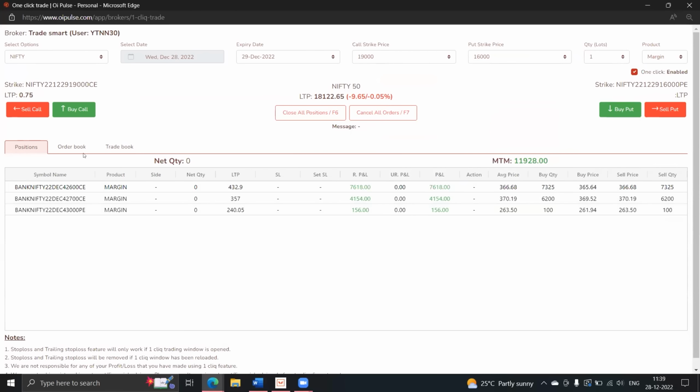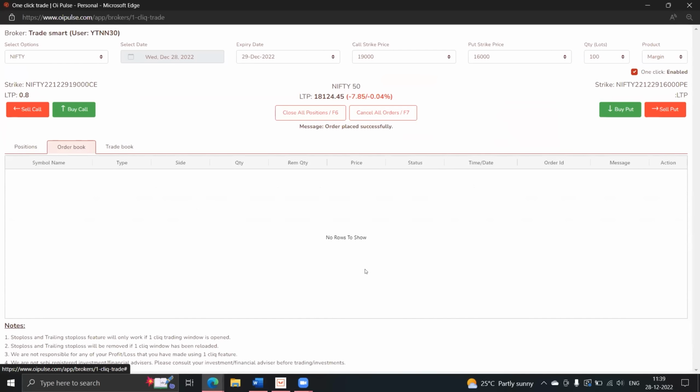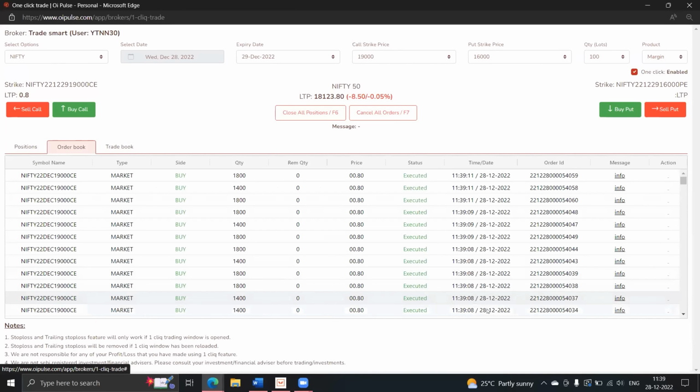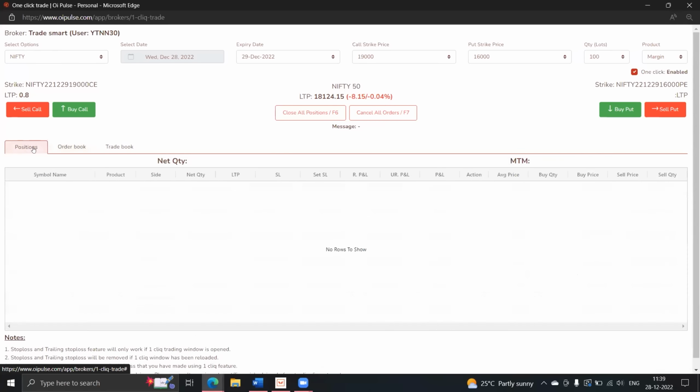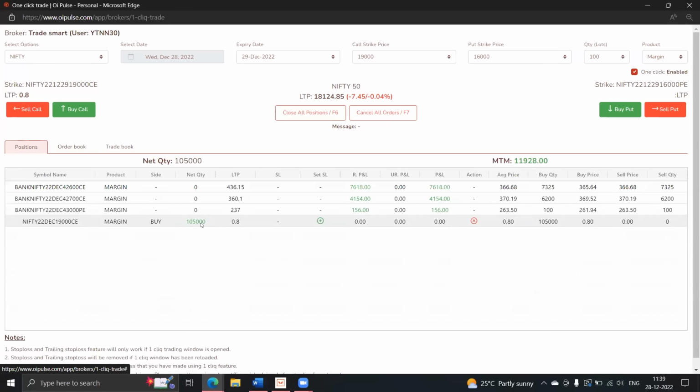Now remember, this is trading at 0.75. I am buying 100 lots at a time on the Nifty. Look at this. How many seconds did it take for us to get this 1,05,000 quantity on Nifty? Can you see this? 11:39:08 to 11:39:11. 3 seconds for us to create this 1 lakh quantity here. Now, I wanted to exit it at the same pace.